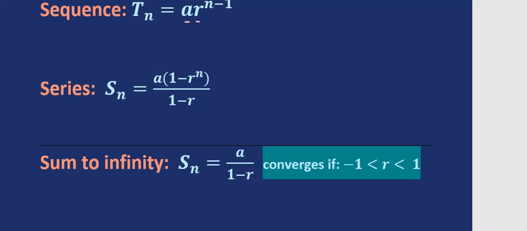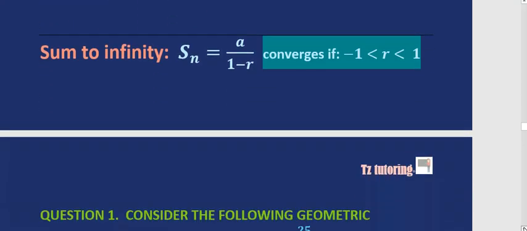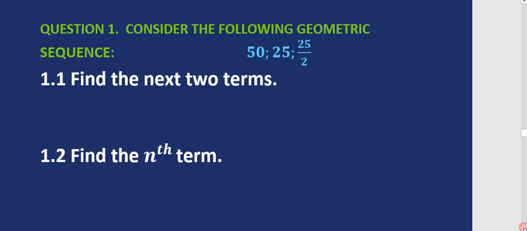Okay, so let's put these formulas to some application. Find the next two terms. As you can see, to get the next term, we multiply by a half each time, right? So that means our ratio is a half. Another way to get this ratio would be to say term 2 divided by term 1. Or you could have used term 3 divided by term 2. This is geometric, so here we're dividing, we're not subtracting.